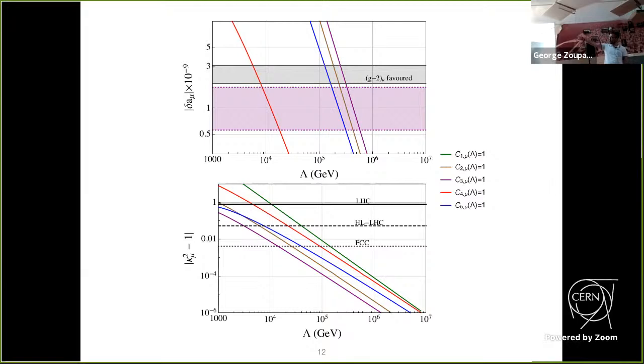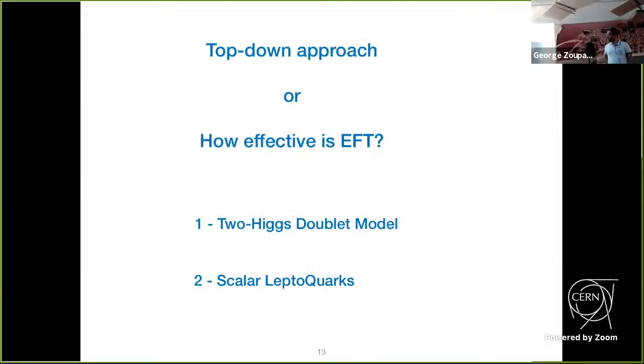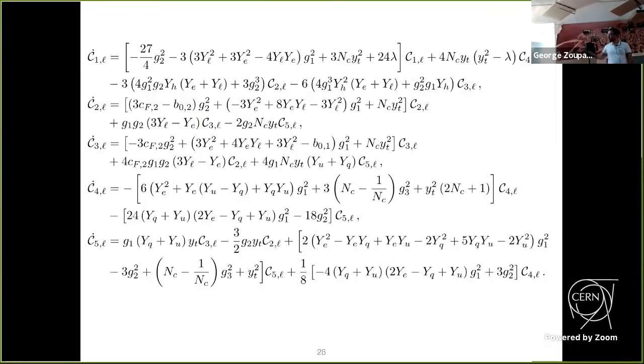For example, if you see here the green line, which is C1, it doesn't appear because if the underlying theory generates C1 at tree or loop level, then you have no g-2 effect. That's because there is no mixing. I actually have them in the last slide, but it's not very enlightening. It's a backup slide with all the equations. If you look at the C2 and C3 equations that generate g-2, there is no C1 there. So maybe that is what you were asking.